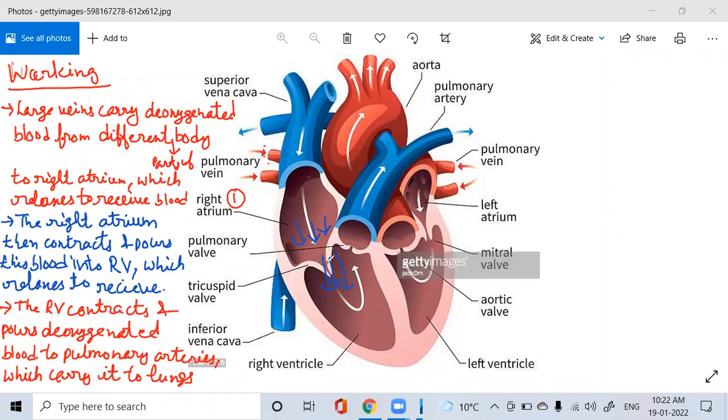Then the blood will be passed on to the right ventricle. Now, when the right ventricle receives it, it also feels relaxed. Then the right ventricle will start contracting. When it contracts, it will send that deoxygenated blood to the pulmonary arteries. And from there, the pulmonary arteries will carry this blood to the lungs. Right? Exchange of gases takes place in the lungs, and oxygen-rich blood is sent back to the left side of the heart.